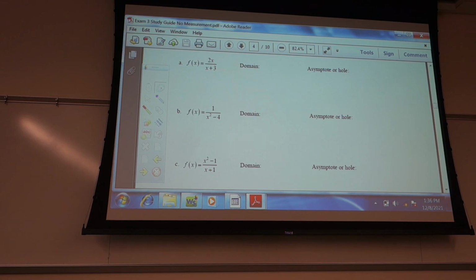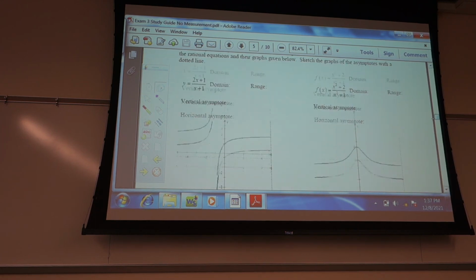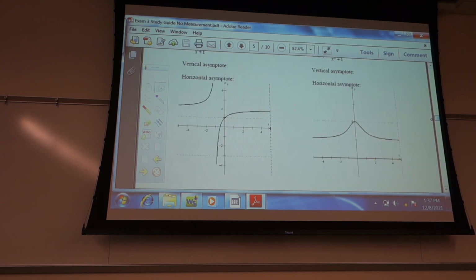You don't have to tell me what it is. You just have to say, I know that there's something going on. X can't be 3. I don't know if it's an asymptote or a hole, but it can't be that. Okay, so it happens at x equals 3. That's why I said asymptote or hole, because it might be a hole. I thought you were asking us to circle which one it is. No.